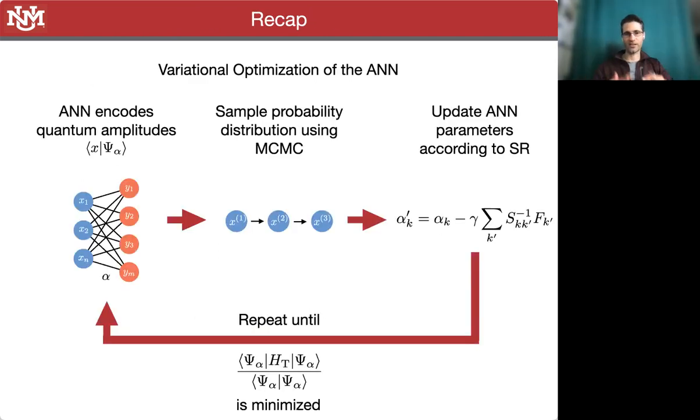Okay, so let me now take a step back and remind you, do a quick recap of what the big picture is here, right? The big picture is we're going to use an RBM to represent our quantum state. We use Markov chain Monte Carlo simulations to get estimates of expectation values that we then use to calculate the matrix S and its inverse and the force vector that then updates the parameters. And then we just repeat this process until we've minimized our energy.